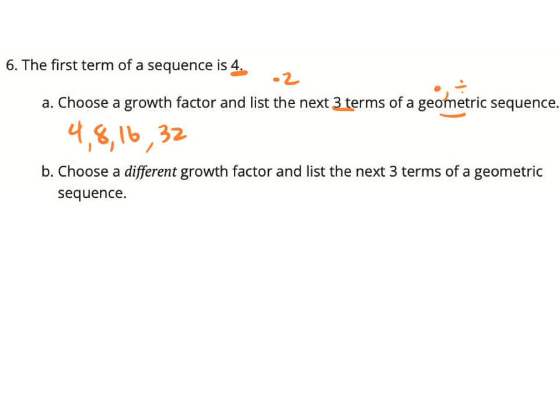All right, give a different growth factor and list the next 3 terms. The growth factor is the change in the geometric sequence. So 4 times 3 is 12. Times 3 is 36. 36 times 3 is 108. That's only 3 terms after the first. Okay.